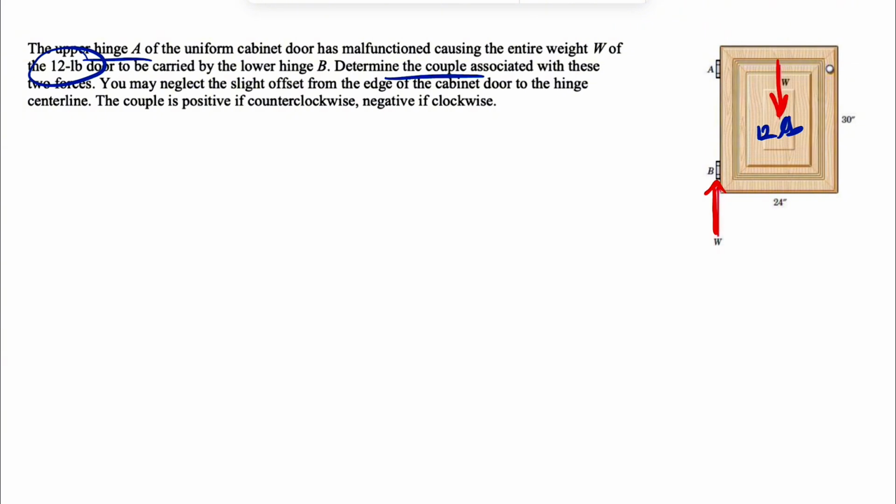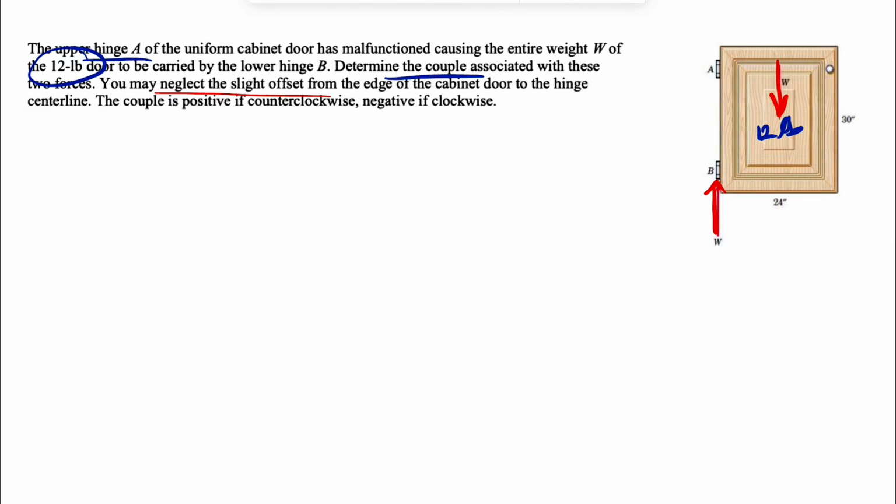And the question is telling us that we can neglect this slight offset from the edge, because what's going to happen is that the door is going to go something like this. Obviously I'm exaggerating in here, but this offset that we have in here, the question is saying that we can neglect that. And yeah, we just have to find the couple associated with these two forces.